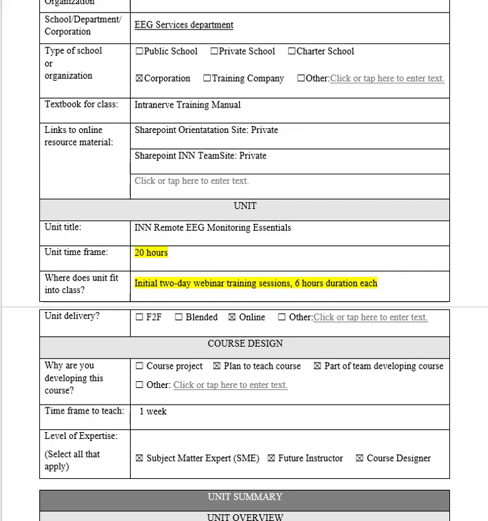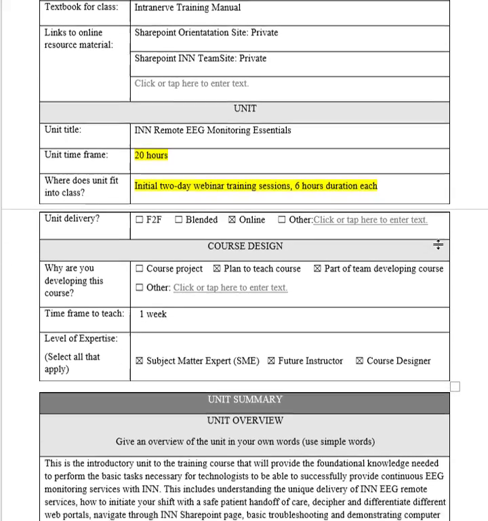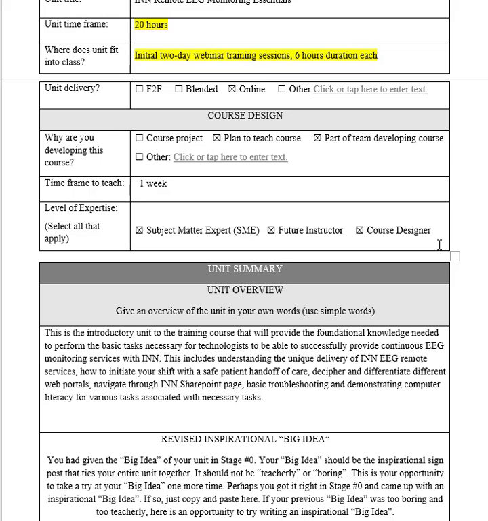Moving forward, it's also going to give your unit title, where it is falling under that course, how long it is, and how you'll be delivering that unit. It can be a blended course, a face-to-face course, online, or other. You can clarify that in this section. Also, you can put why you are developing this course and the time frame that you will be completing this, as well as your level of expertise, and then your unit summary.